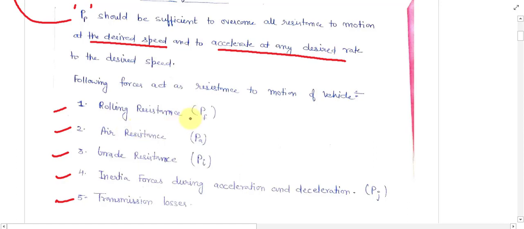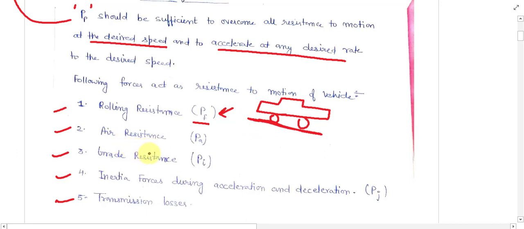The first one is rolling resistance, denoted by PF. When the vehicle is in motion, there is friction between the tire of the vehicle and the pavement. To counter this friction force, we need to generate power which is denoted by PF.